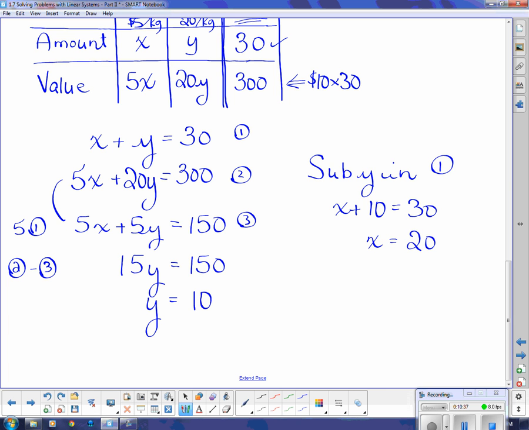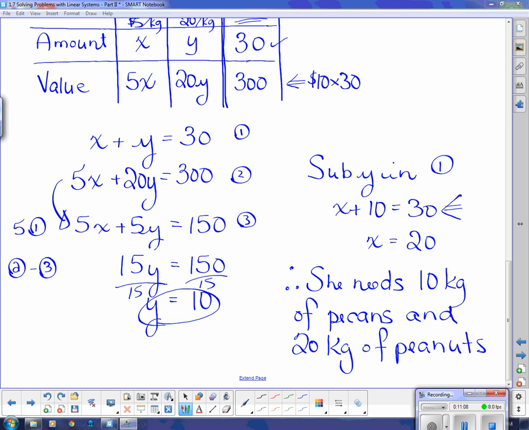So when I do equation 2 subtract equation 3, I'm left with 15y, because 20y minus 5y is 15y. And of course, 300 minus 150 is 150. And then we divide both sides by 15 in order to get y equals 10. And if y equals 10, we're going to sub it into this equation up here, and we get x plus 10 equals 30, so x must equal 20. So, therefore, she needs 10 kilograms of pecans and 20 kilograms of peanuts.